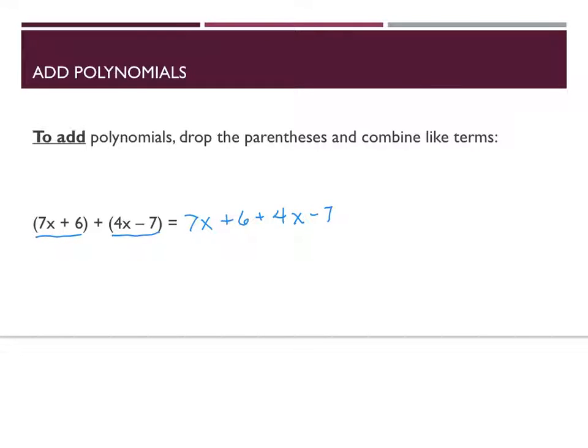And just like we've practiced previously, we look for like terms and we combine those. The terms that have x's follow the sign rules. 7x plus 4x makes a total of 11x. Look for the terms that do not have an x, my constants, and I have a positive 6 minus 7. If I add those up, I end up with negative 1. So 7x plus 6 plus 4x minus 7 gives me a total of 11x minus 1 once all my like terms are combined.